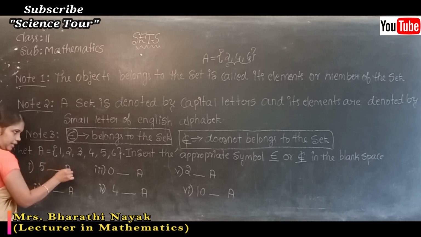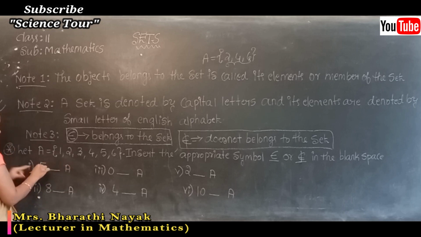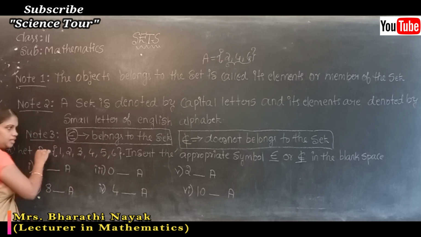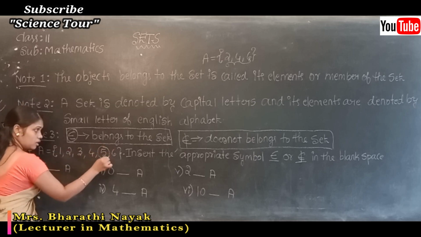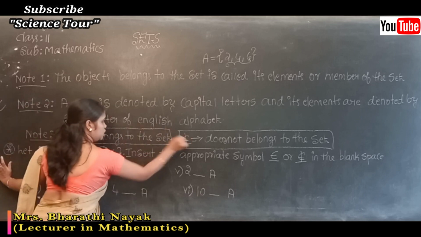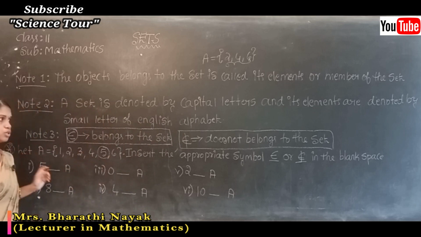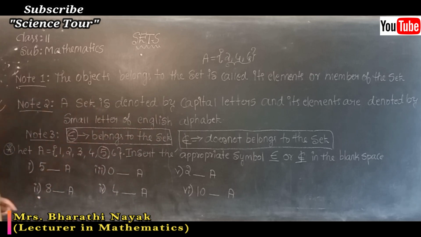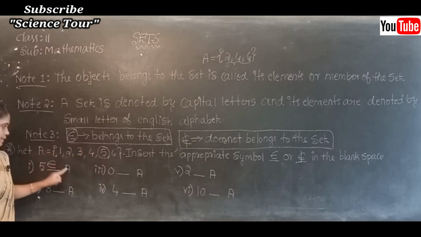5 dash A. So number 5. Whether number 5 belongs to the set A? Yes, 5 is there, isn't it? 5 belongs to the set A. So therefore, among these 2 symbols, which symbol do I have to use? Belongs to the set A stands for this symbol, isn't it? So therefore, which symbol do I have to write? This one. 5 belongs to the set A because the set contains 5.